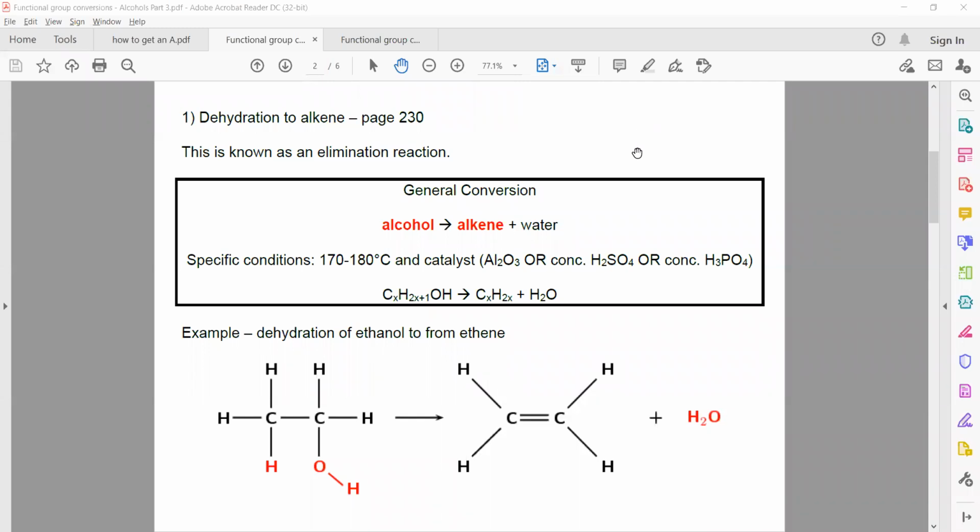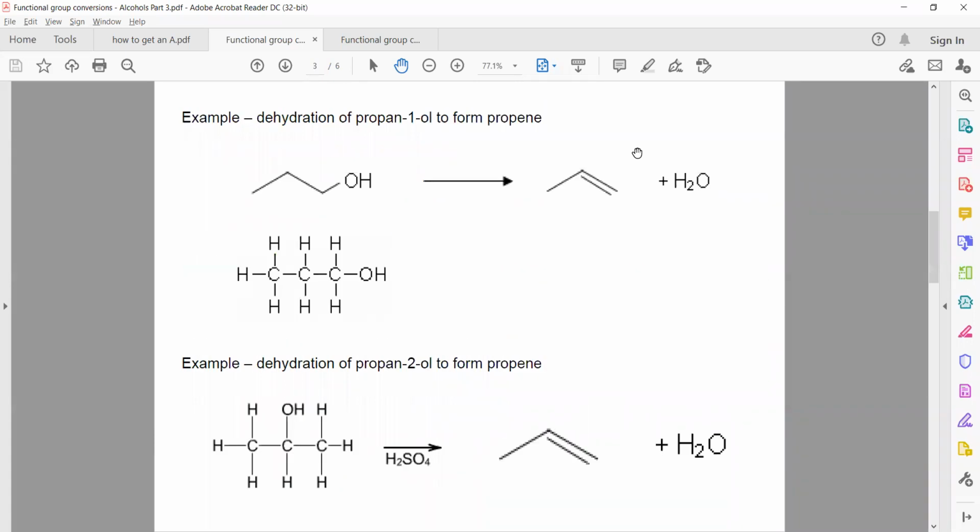Good. And this can happen with anything, primary, secondary, or tertiary. So you can look at a couple of examples. Here's the dehydration of propan-1-ol. If you look at propan-1-ol, it's the primary because the OH is on the last carbon over there, and you're going to form the double bond over there.